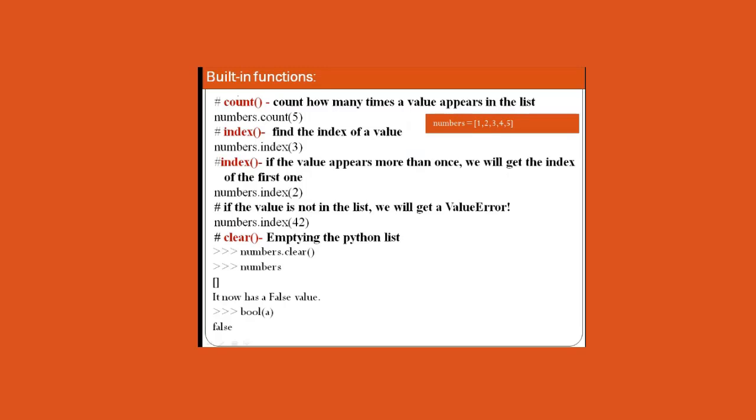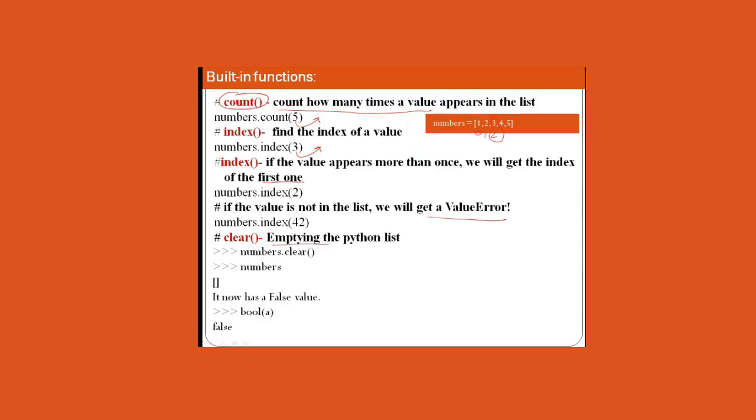Then we are moving towards the term count. The count function counts how many times a value appears in the list, for example how many times 5 appears in the list. Index finds the index of a value. So what is the index of the element 3 in the list? Suppose we count 0, 1, 2, so it will return 2. So the index of 3 is 2. If the number appears more than once, it will return the index of the first one only. If the value is not in the list, it will give you a value error, right?